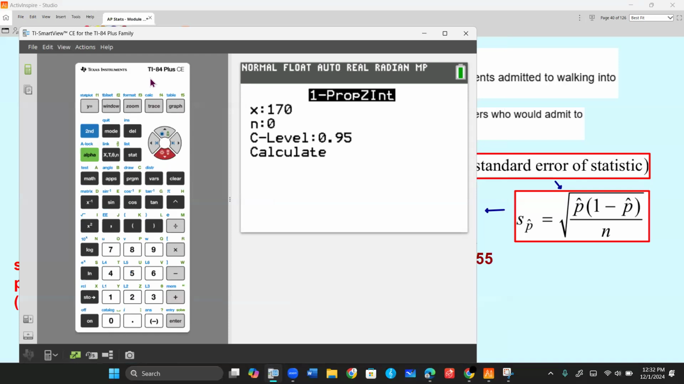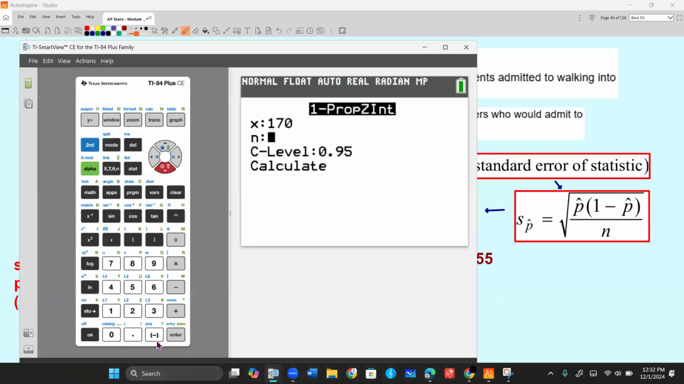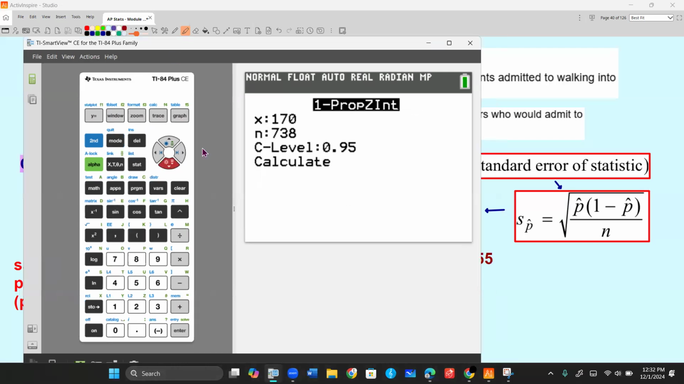And then N is the sample size. So our sample size is 738, so we'll put the 738 there. And then you'll set your confidence level. The default level on your calculator is 95%, which is the most common one. Since ours is 95%, we don't have to change it. Go down to calculate, and it'll give you the interval.